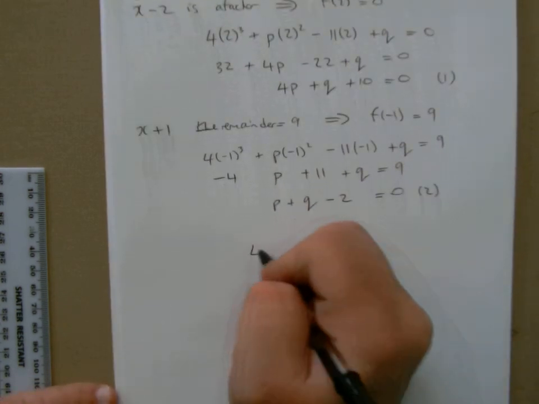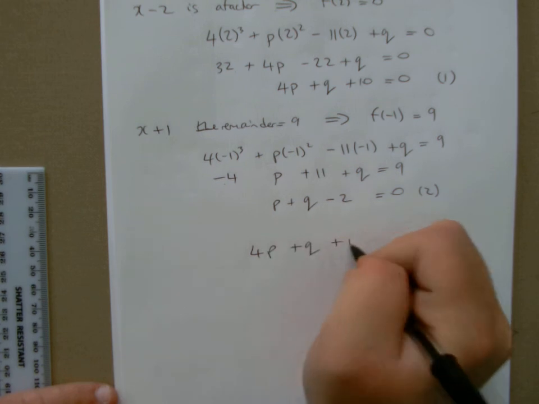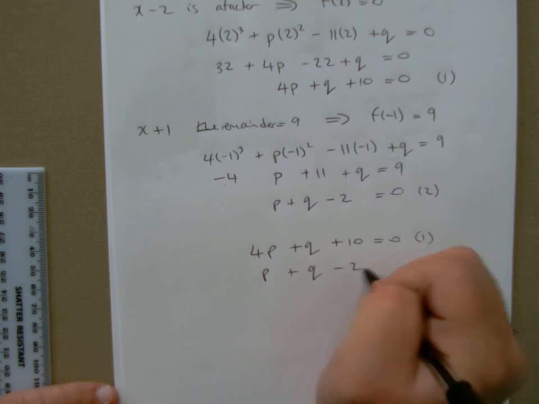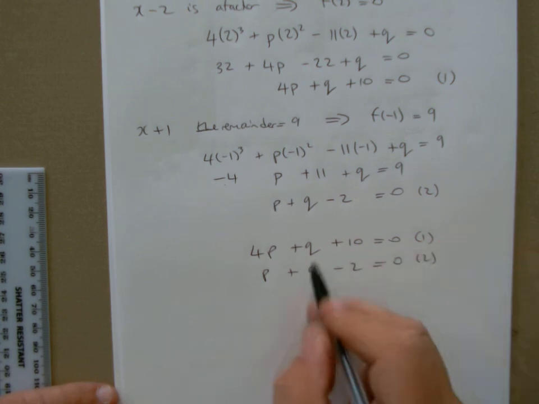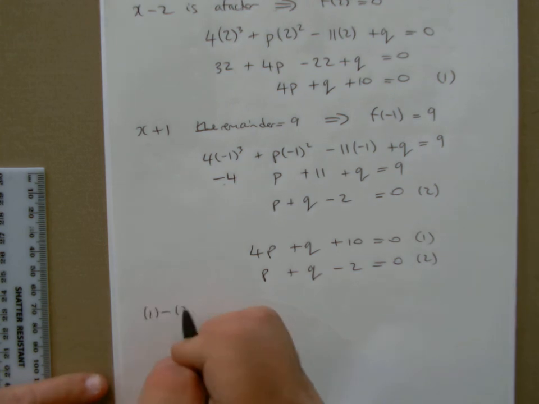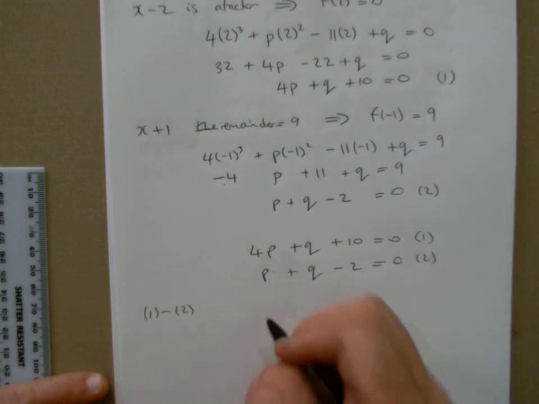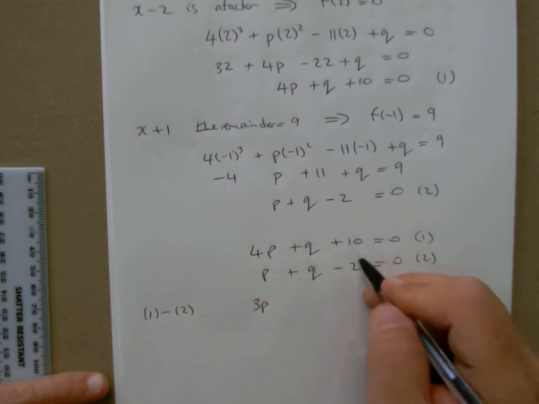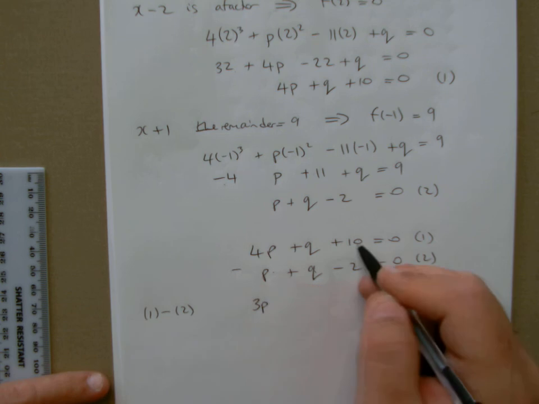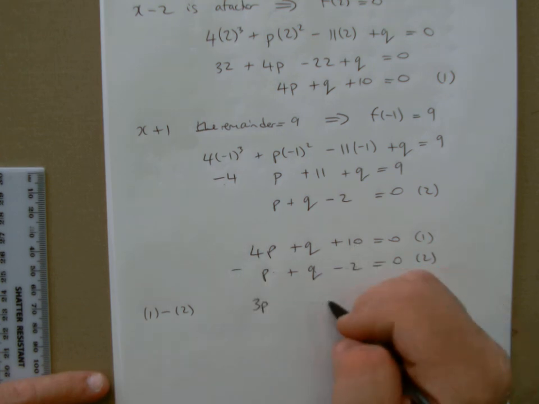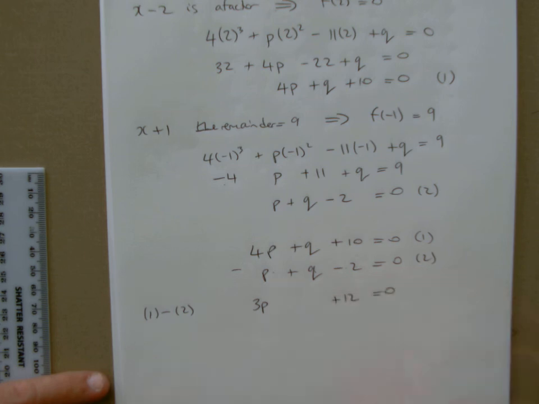What I can do then is line these up nicely. So 4p plus q plus 10 equals 0. P plus q minus 2 equals 0. And because the q's here are consistent, they're both 1 q, I can just take them away, can't I? So 4p take away p is 3p. Q take away q goes. 10 take away minus 2. Now notice there'll be two minuses then. 10 take away minus 2, so that'll be plus 12 equals 0.